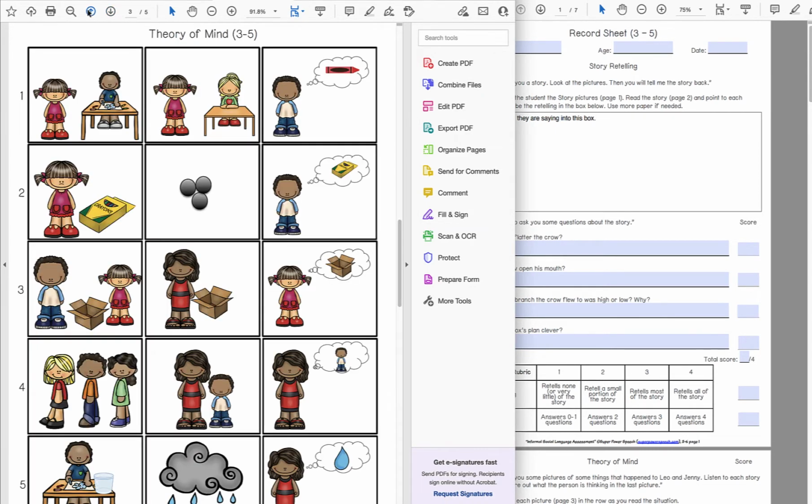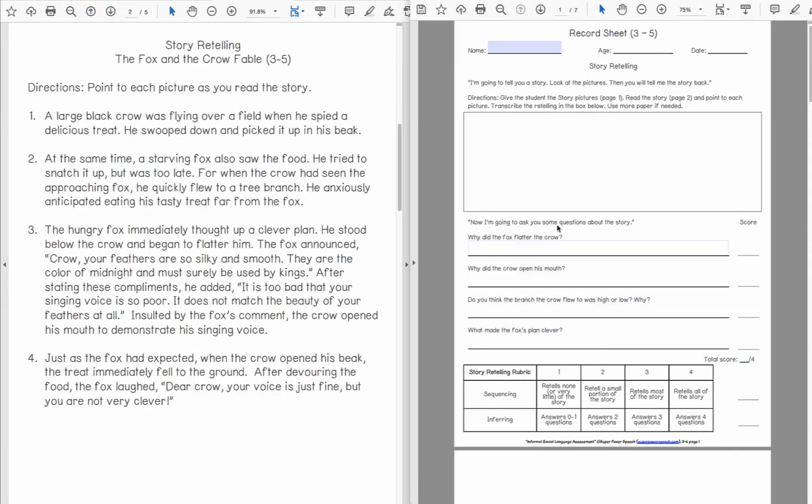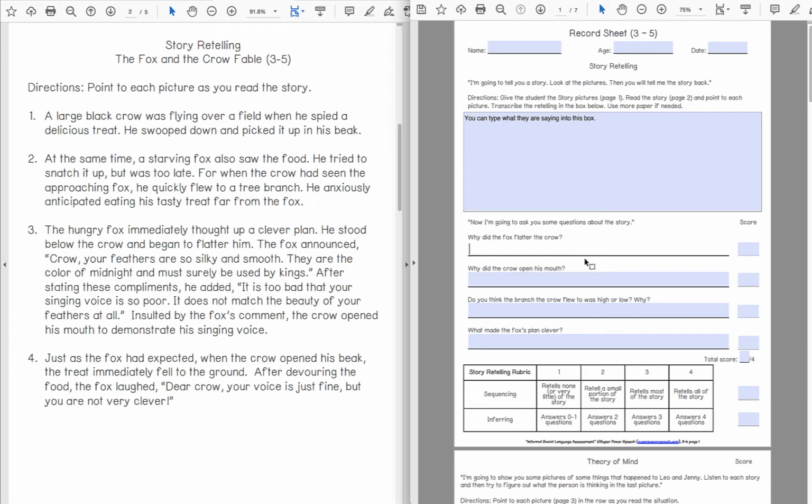After you go through, you're going to have these different questions. Why did the fox flatter the crow? And you can type in their answer or not, and then give them a score, a 1 or a 0, added up here. So this student got a total of 3 out of 4.